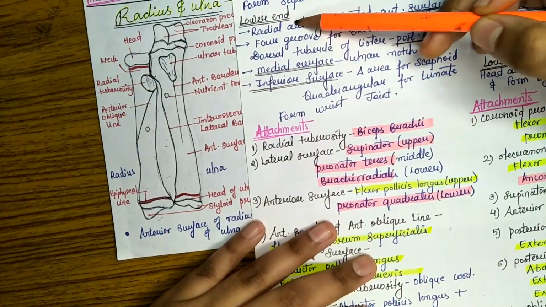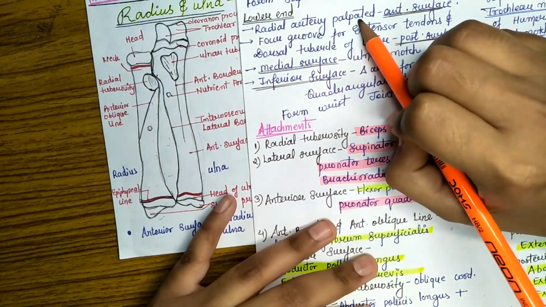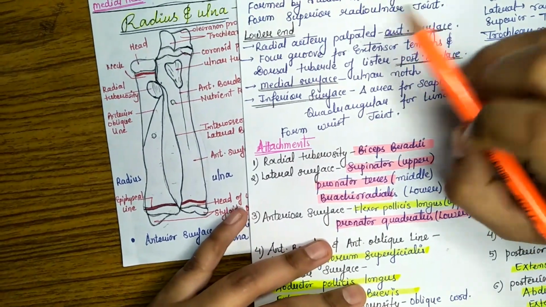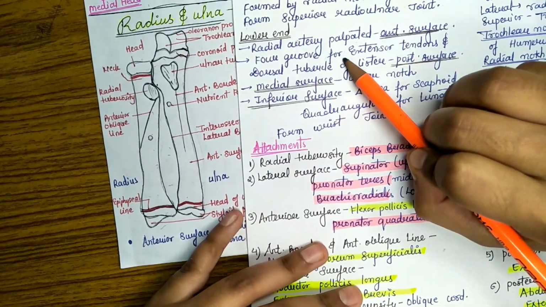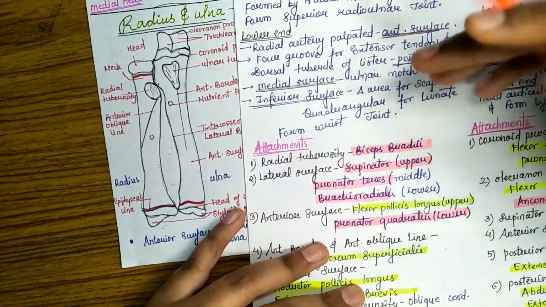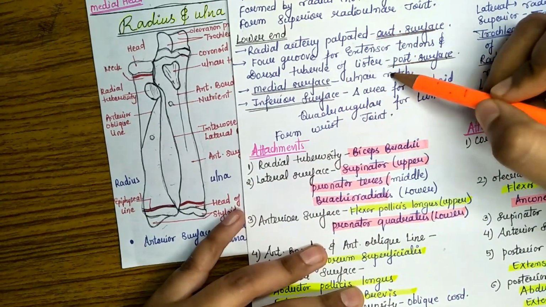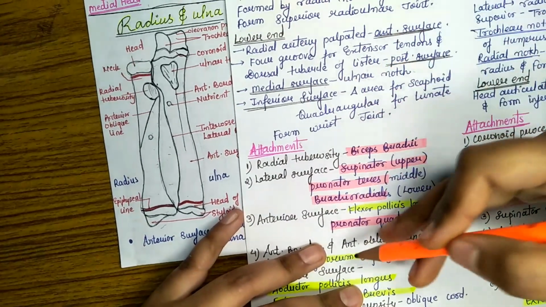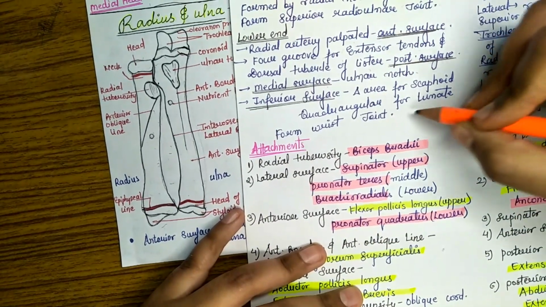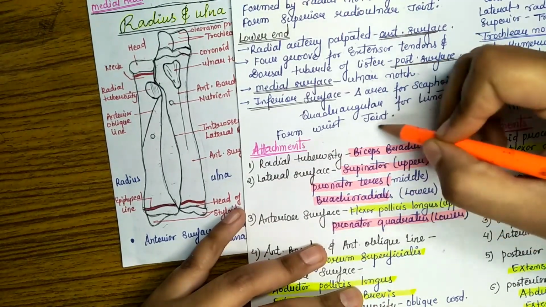Now we'll talk about the lower end. So in the lower end, radial artery is present, which is palpated against the anterior surface. There are 4 grooves present for the extensor tendons, and dorsal tubercle of Lister is also present on the posterior surface. On the medial surface there is ulnar notch, and on the inferior surface there is a triangular area for the scaphoid bone, and there is a quadrangular area for the lunate bone that forms the wrist joint.